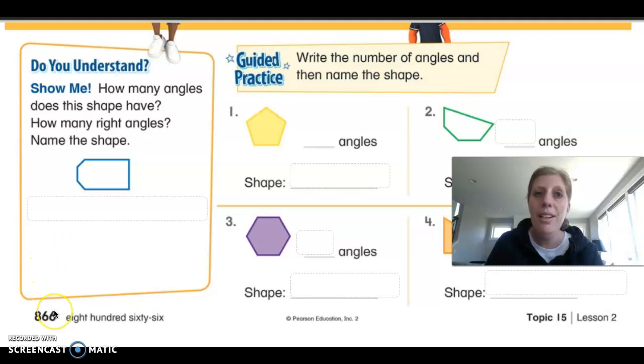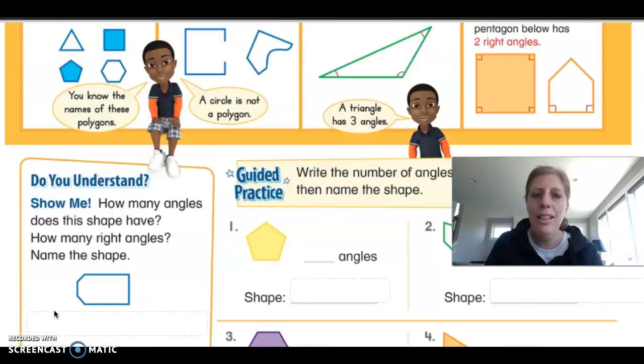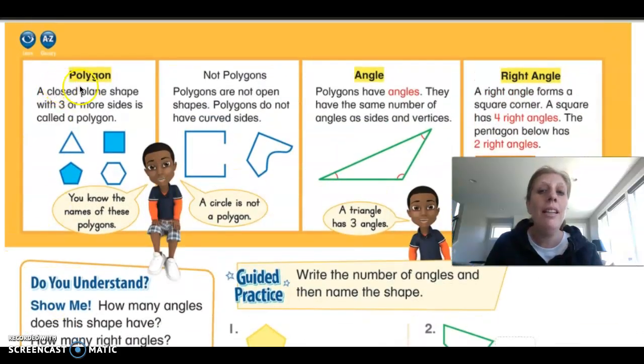All right, and now we're on page 866. So let's take a look at the top. It says polygon. A closed plane shape with 3 or more sides is called a polygon. Okay, so it has to be closed.